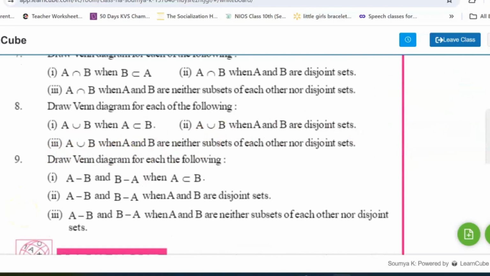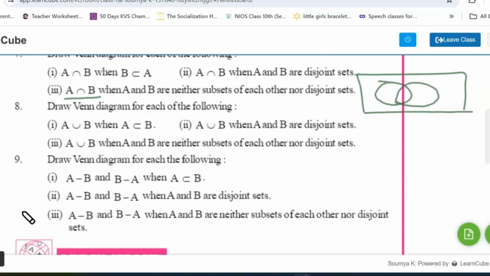Next question is A intersection B, when both the sets are neither subsets of each other nor disjoint. So if this is the universal set, A and B are there. Here they are not disjoint, so they have common elements. So this area would be the output, and they are not subsets too. So this shaded area would be the answer for this.